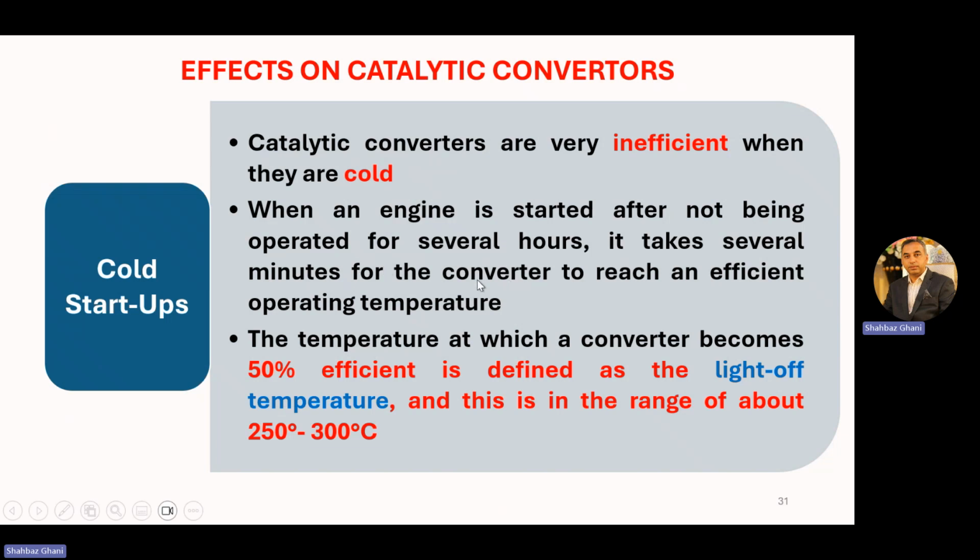When you have a catalytic converter, when its operating temperature is not reached, it will not give its maximum efficiency. The temperature at which the converter becomes 50% efficient is defined as the light off temperature, and this is in the range of about 250 to 300 degrees Celsius. Remember, 50% efficient, not 100% efficient.